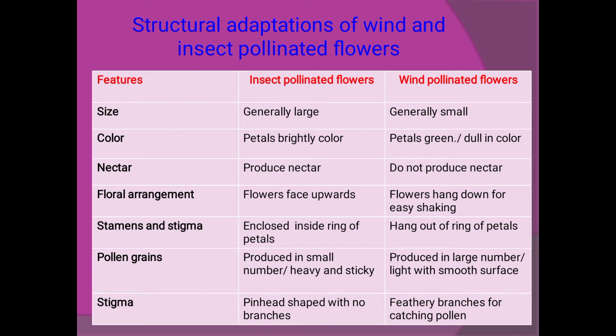The pollen grains in insect pollinated flowers are small in number, and these are heavy and sticky, so that they stick with the birds and any agencies and reach the female flower. While in wind pollinated flowers, pollen grains are large in number and these are light with a smooth surface. If we talk about stigma, the stigma of insect pollinated flowers is pinhead shape with no branches, while in wind pollinated flowers, feathery branches for catching pollen grains are present on the stigma.